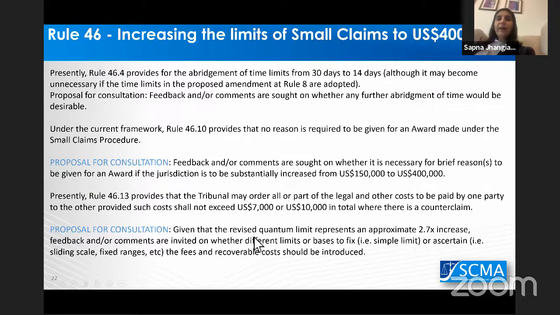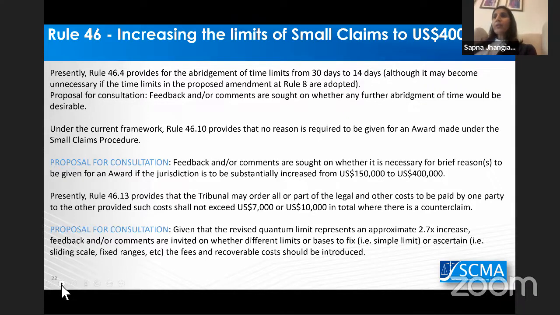So moving on, there are other consequences of potentially increasing the limit of the small claims procedure, and I'll just mention a couple of them. One is that instead of the current provision that there should be no reasons, it's proposed, or at least a possible consequence of increasing the threshold of the small claims procedure, is that brief reasons would be given. And this really would reflect the fact that this would now be a more substantial claim in dispute. Another possible increase would be in the level of legal costs that may be recoverable, and that's referred to on this slide. I think that's it for small claims.